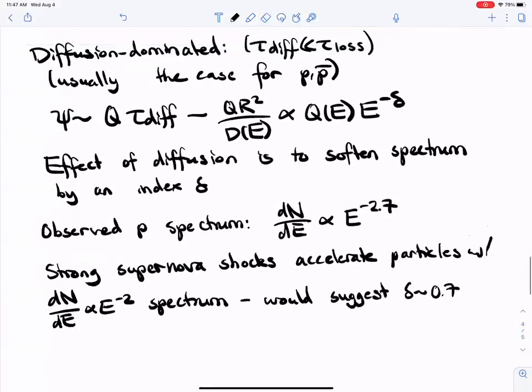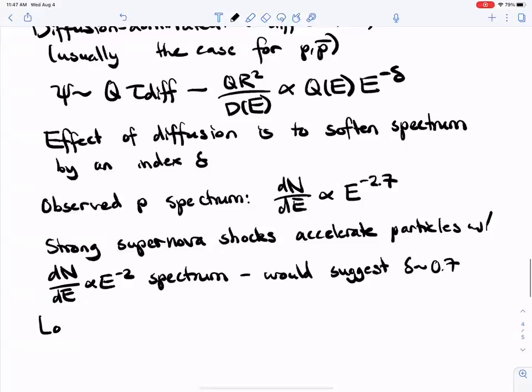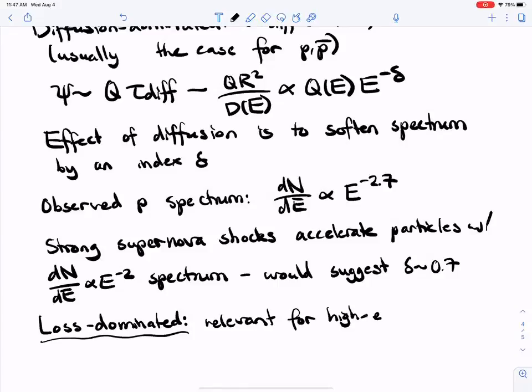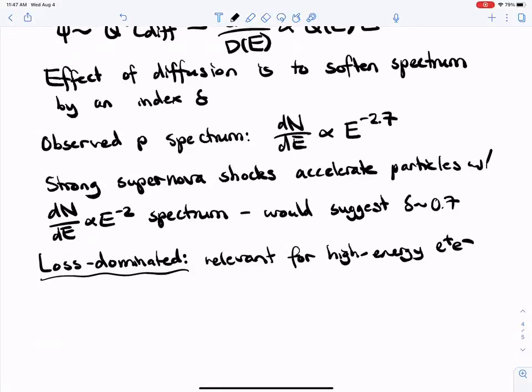Okay, so what happens in the loss dominated regime? What we need to know about is how the rate of energy loss varies as a function of energy. So this is relevant for high energy electrons and positrons. If we ask what are the main energy losses for electrons and positrons, they're synchrotron radiation and ICS, as we discussed earlier. So we can ask how those processes vary as a function of energy. We understand these reasonably well.